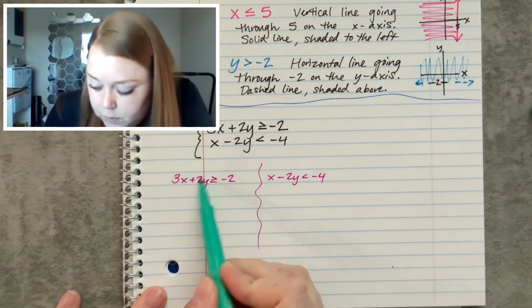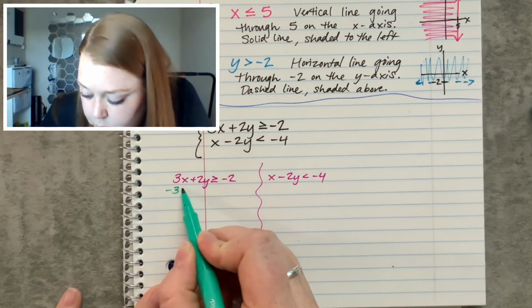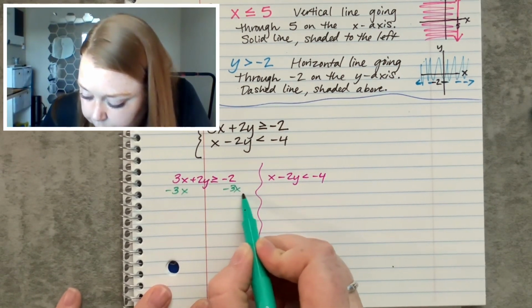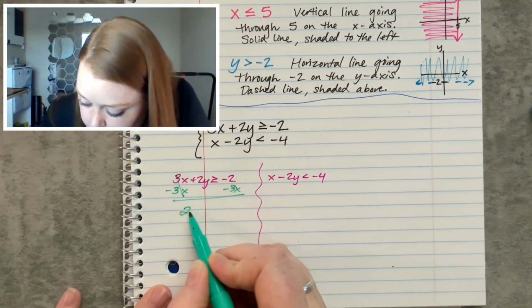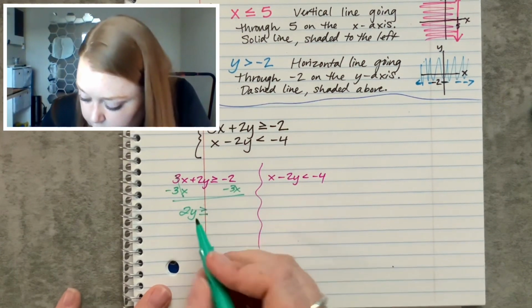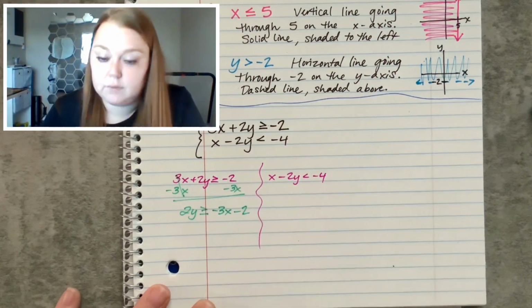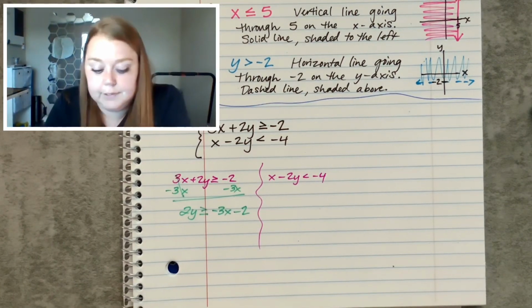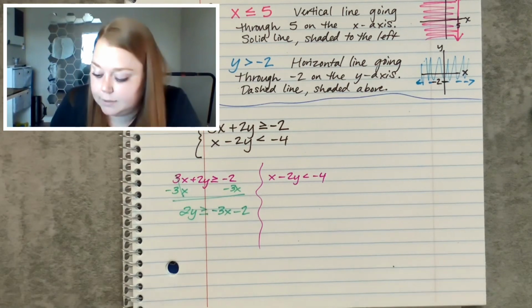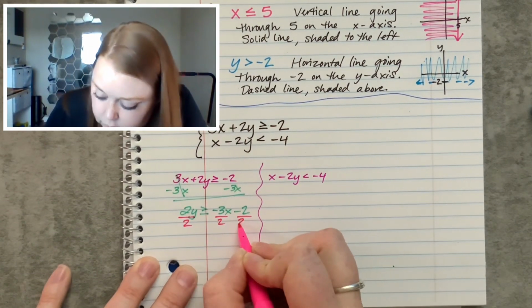Okay, so on this first one, to get it in slope-intercept form, I'm going to subtract the 3x to move it over. Now I'm left with 2y is greater than or equal to. Now I'm going to plop down my x term, which is -3x, and then put down the -2. Okay, gotta get y by itself, so I'm going to divide every single thing by whatever's attached to y.